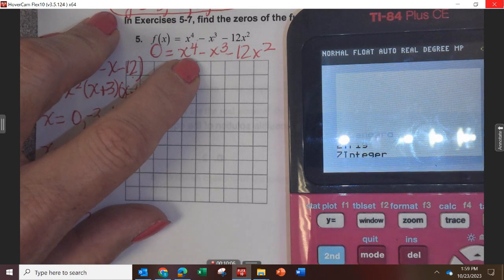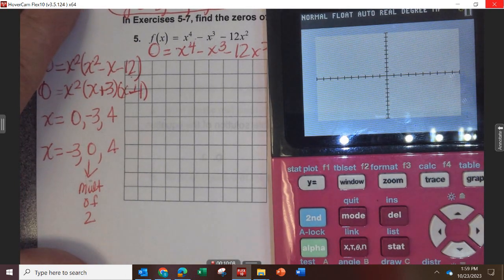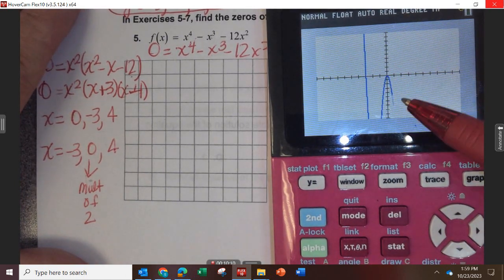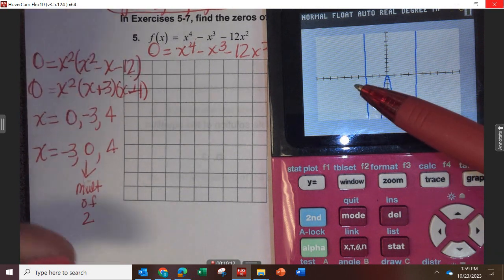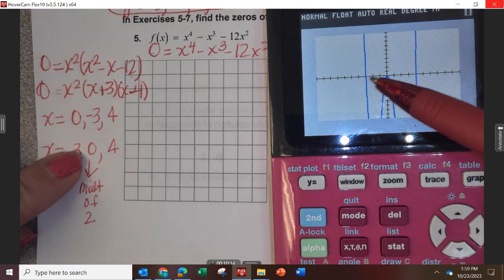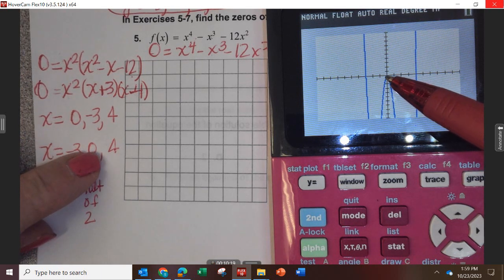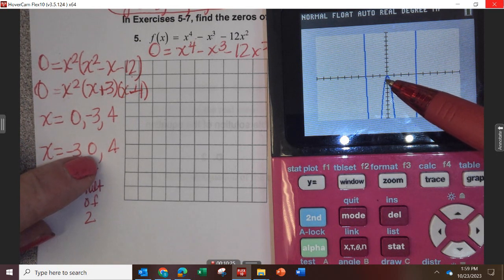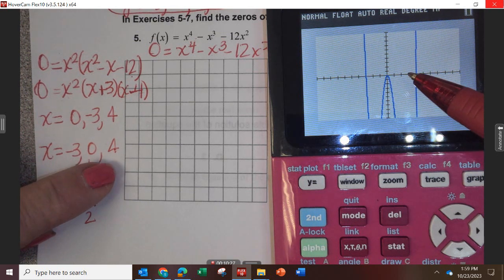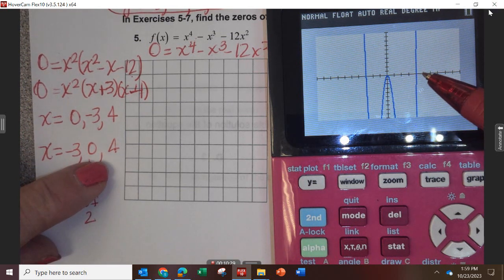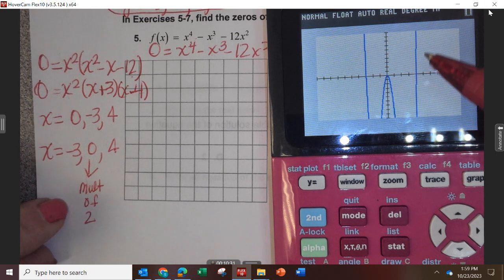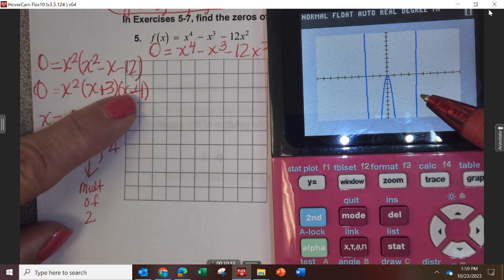And let's do a zoom 6. And let's look at these solutions. So remember how we said -3 is a 0? Can you see how that is at -3? And this is at 0, but see how it's just bouncing right there? And that happens because it's a 0 twice, because that multiplicity of 2. And then it goes through the 4, and that's because that's just a factor one time.